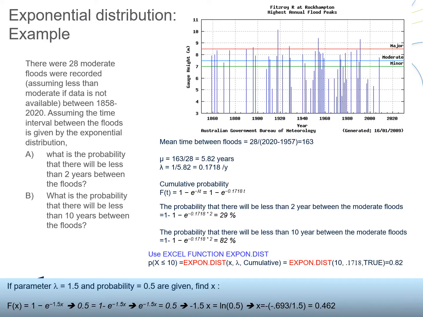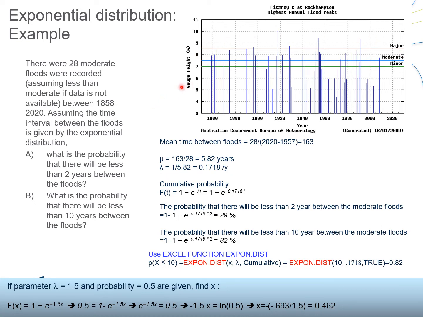Let's look at an example of how we can use the exponential distribution. This is data of gauge height at the Fitzroy River at Rockhampton, and it shows the highest annual flood peaks. We know the 1918 flood was 10.1 meters, which is the highest. So we are looking at only the moderate floods in this example. We have the record from 1858 to 2020, and we have the data based on this information only.